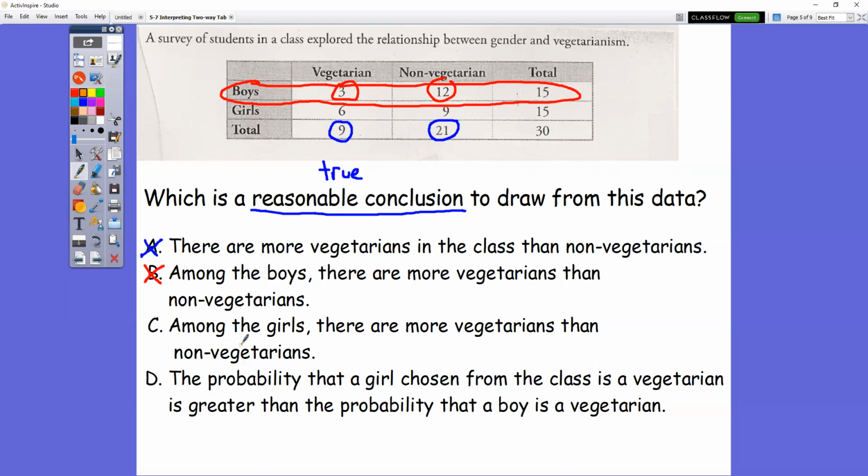Letter C says among the girls. So now we're only looking at the girls. Among the girls, there are more vegetarians than not. 6 compared to 9. Is that true? No, it's not. Well, that leaves only D as our answer, but let's take a look at how that's true. The probability that a girl chosen from the class is a vegetarian is greater than the probability that a boy is a vegetarian. Well, are there more girl vegetarians than boys? Yes, 6 versus 3. So that one has to be true.